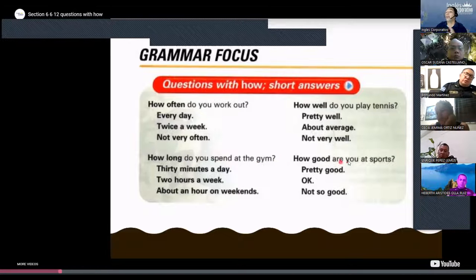Ok. Cuando ocupo el verbo to be, siempre el auxiliar, que en este caso es el verbo to be, va primero, luego tengo el sujeto y el complemento. Aquí estoy preguntando qué cosa. How good? How good? Enrique?